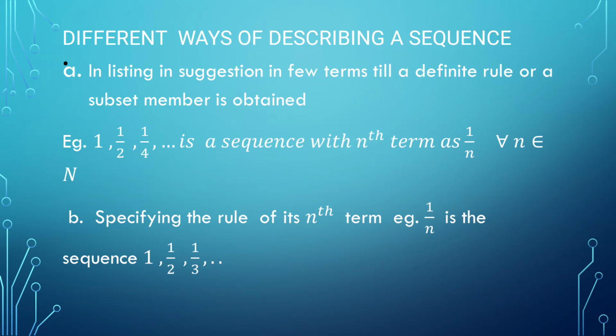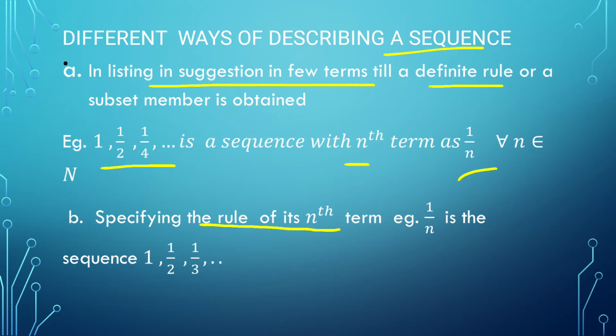There are different ways of describing a sequence, and the first one is by listing a few terms till you get a definite rule. For example, if you look at it keenly, you'll find that the nth term can be described as 1 over n. So that's one way of doing it. You list until you see a pattern that gives you a definite rule that you can apply to the nth term.